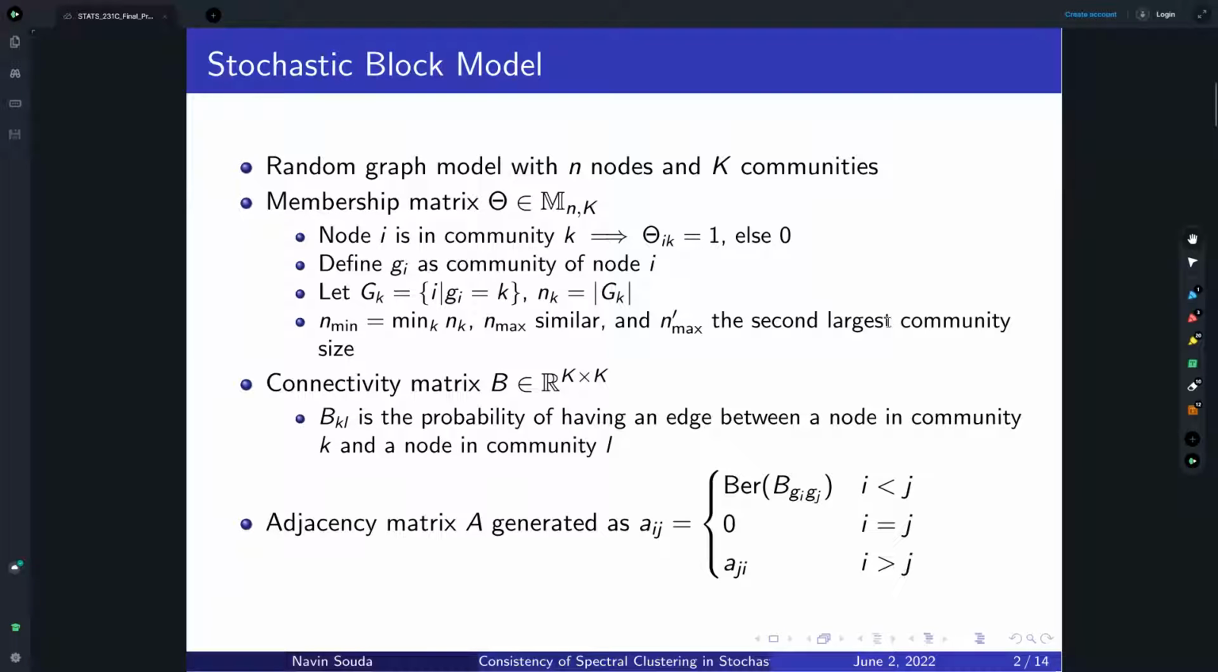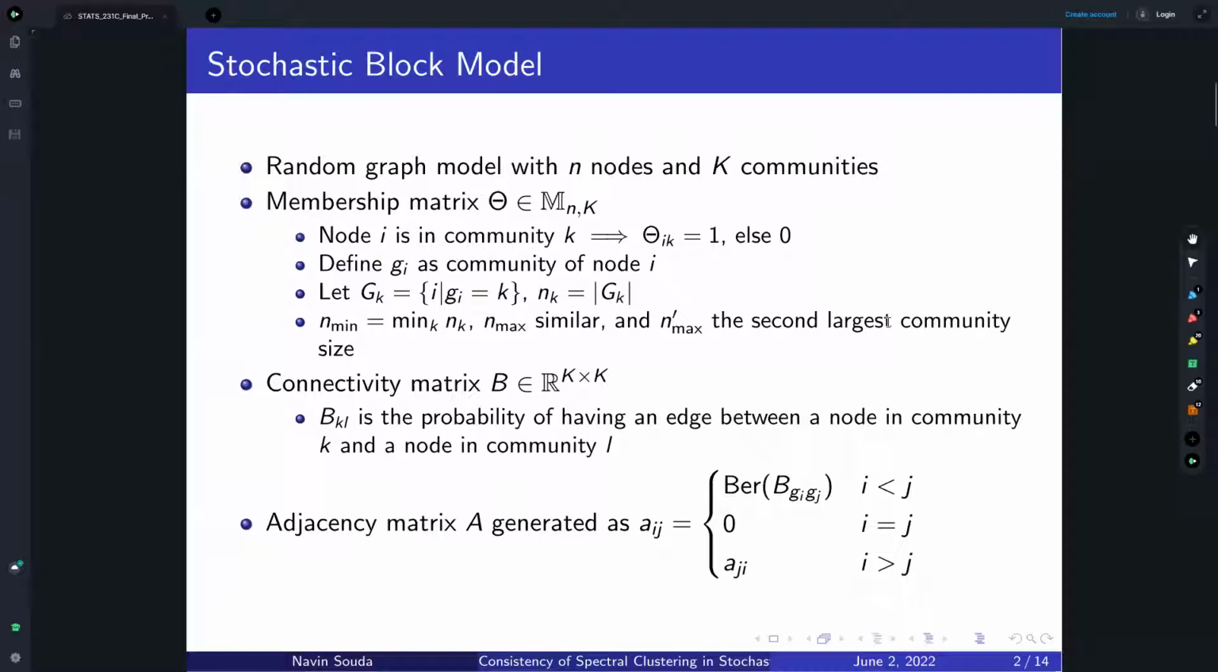And then we can generate an adjacency matrix A. It's going to be a random matrix, and the diagonal entries are all 0, and the off-diagonal entries A_ij are Bernoulli random variables where the probability is pulled from our matrix B depending on the community of node i and node j.